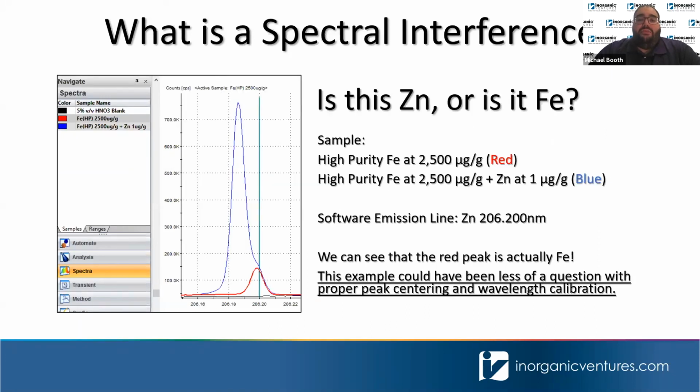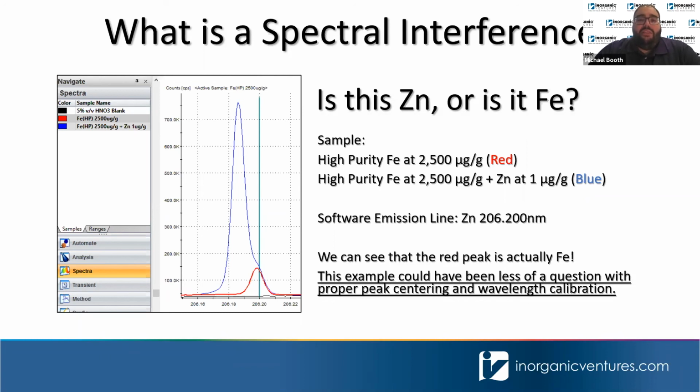So what we decided to do was to spike in 1 ppm of zinc into our high purity iron. This next spectra shows the red is the same spectra that you saw before, the iron by itself. The blue is the iron with 1 ppm of zinc, and you can see the difference immediately. So the red was all along just an iron spectral interference showing up as zinc. If you look at the intensities, that blue peak is so much larger. Keep in mind that is only 1 ppm of zinc compared to the red peak. That's iron for that particular line at 2,500 ppm.